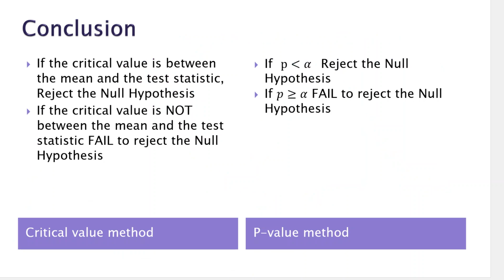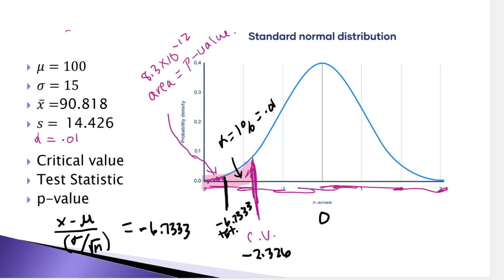Okay, so here's our conclusion. If the critical value is between the mean and the test statistic, if the test statistic is outside in the tails, we're going to say we reject the null hypothesis. If it's not, then we're going to say we fail to reject the null hypothesis. That's how we do it with the critical value method. With the p-value method, we look at these areas. If this purple area is smaller than the pink area, then we reject the null hypothesis. And you can see, yeah, definitely it is.